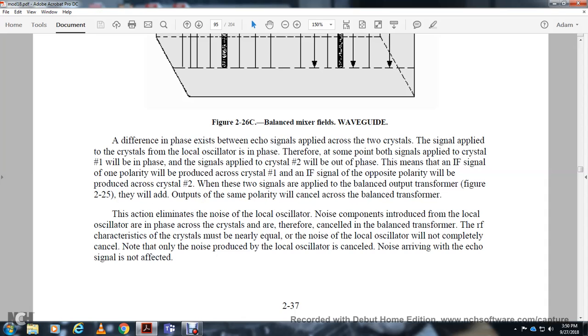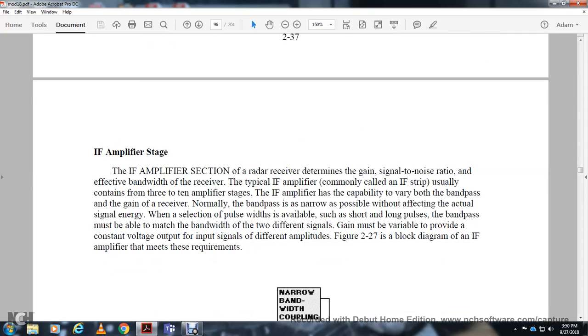The radio frequency characteristics of the crystals may be nearly equal, but the noise of the local oscillator will not completely cancel. Only the noise produced by the local oscillator is canceled. The noise arriving with the echo signal is not affected.